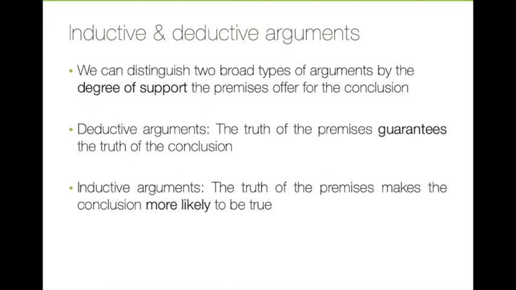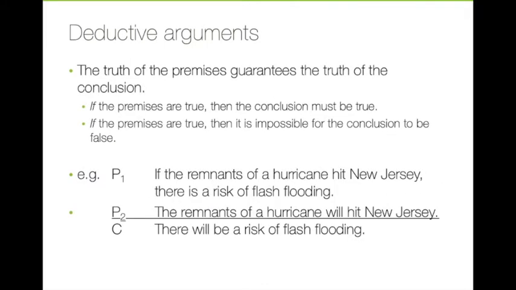So we can distinguish these two broad types of arguments by the degree of support the premises offer for the conclusion. With deductive arguments, the truth of the premises guarantees the truth of the conclusion. The difference is, with inductive arguments, there's no guarantee. The truth of the premises merely makes the conclusion more likely to be true. So let's look at this distinction in a little more detail with a couple of examples along the way.